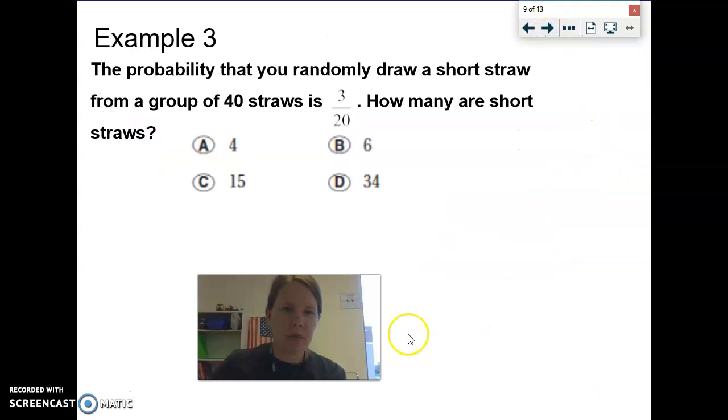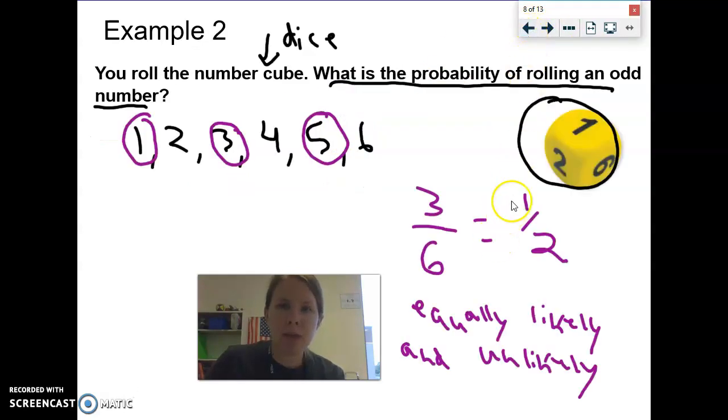All right, example 3. It says the probability that you randomly draw a short straw from a group of 40 straws is 3/20. How many are short straws? So I'm going around, I have 40 straws in my hand, and they want to know how many straws are actually short when the probability is 3/20. Now remember when I told you that in probability we always simplify it, okay?